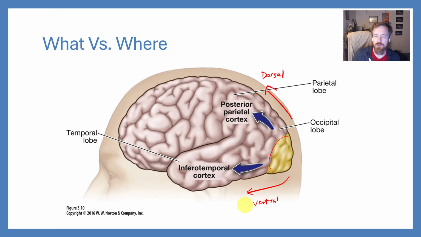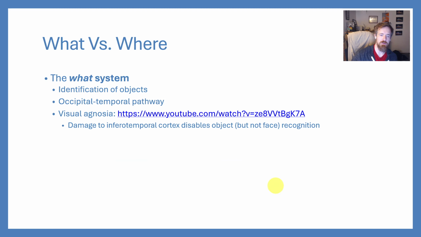So the ventral stream here goes underneath, and the ventral stream is usually referred to as the what pathway. Let's take a quick look at those two different systems. The what system is where we categorize and recognize what something is. So it's concerned with the identity of objects. We're going to talk more about that in the next chapter as well.